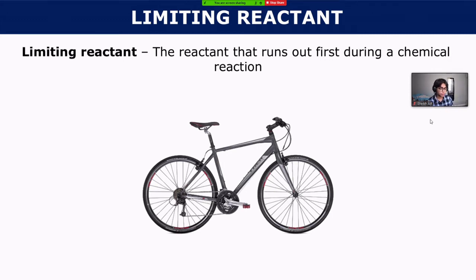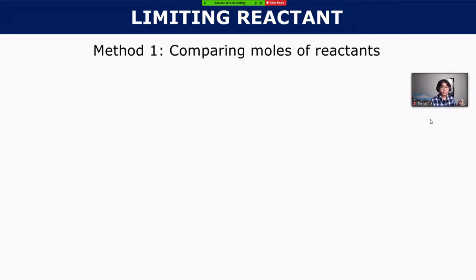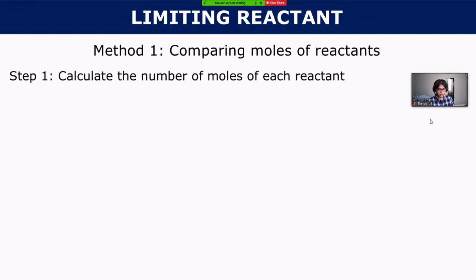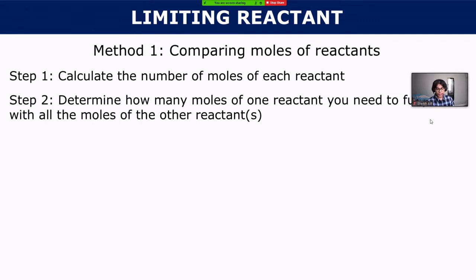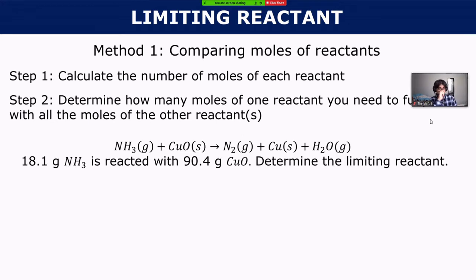So to calculate which compound is going to be the limiting reactant, there are usually two methods for this. The first method is comparing the moles of reactants. First step of that is to calculate the number of moles of each reactant and determine how many moles of one reactant you need to fully react with all the moles of the other reactants. It's hard to see how all this makes sense without doing a problem first.